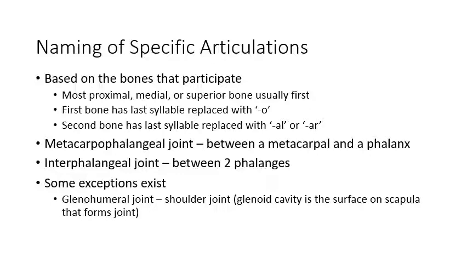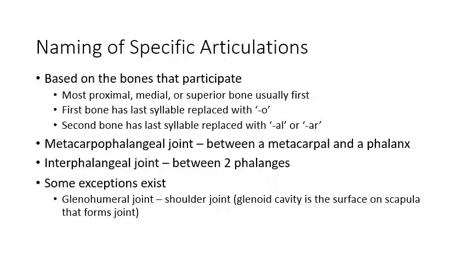For the phalanx bone or the finger bone, that's a kind of weird word, so you would replace the last letter in that word with geal to make it sort of the finger bone, or phalangeal. For most bones that have a less weird name, you would just replace the last syllable with al or with r.